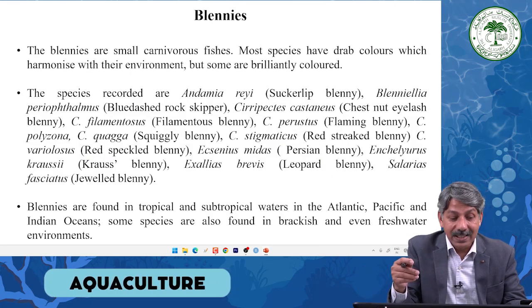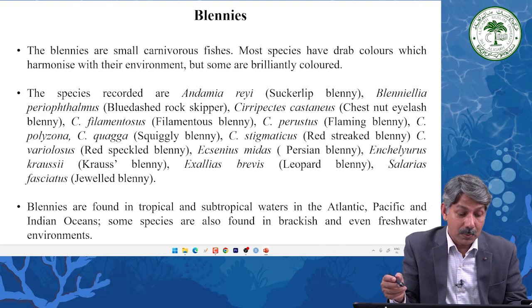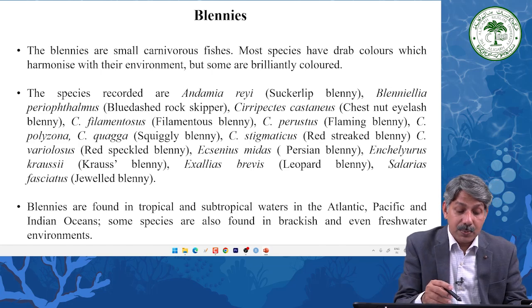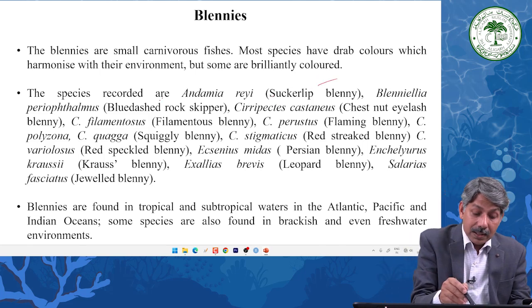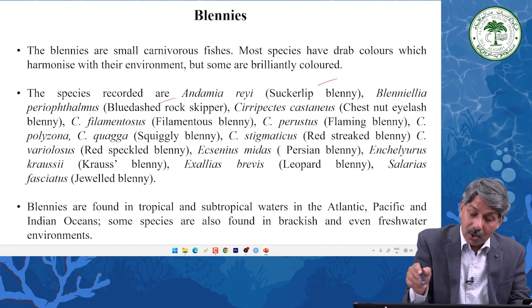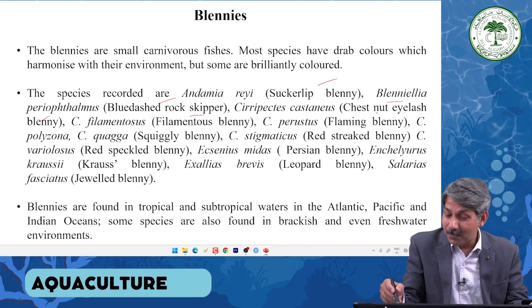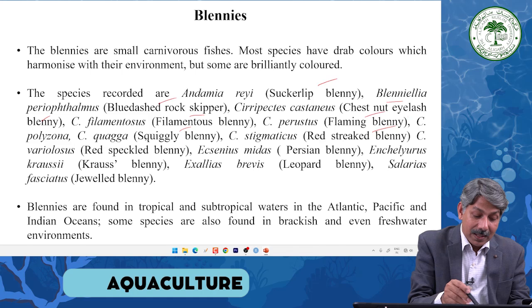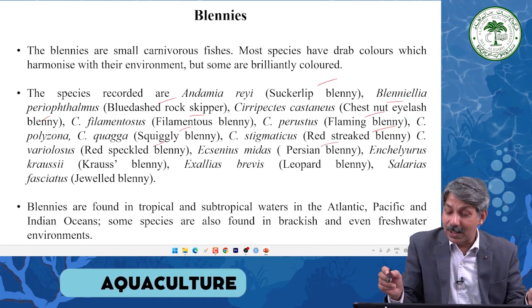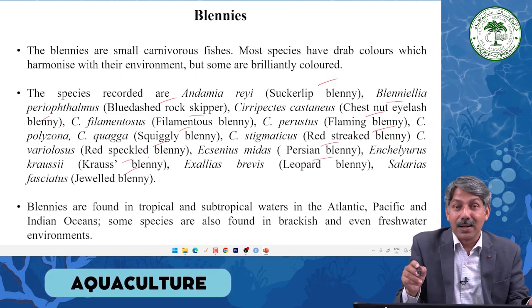Then we have another group, blennies. They are small carnivorous fishes. Most fishes have drab colors which harmonize with their native environment. The species here are like Endemia ray, suckerlip blenny, then blue dashed rock skipper, chestnut eyelash blenny, filamentous blenny, flaming blenny, squiggly blenny, red streaked blenny, red speckled blenny, Persian blenny, cross blenny, leopard blenny, jeweled blenny.